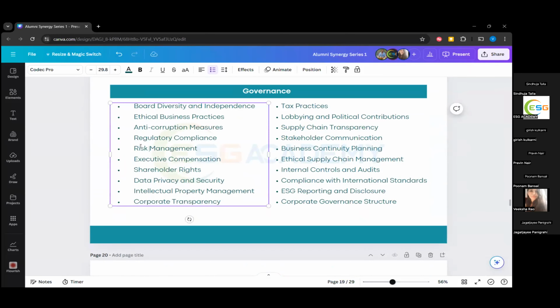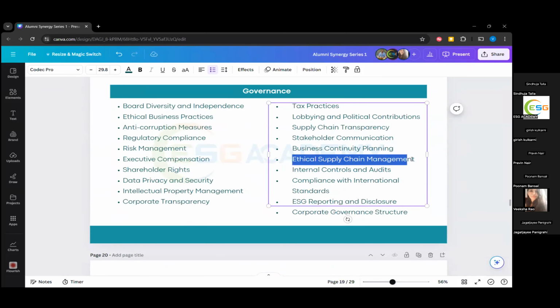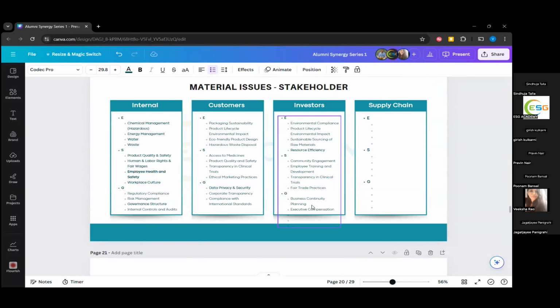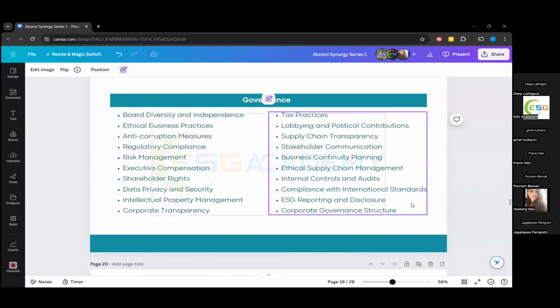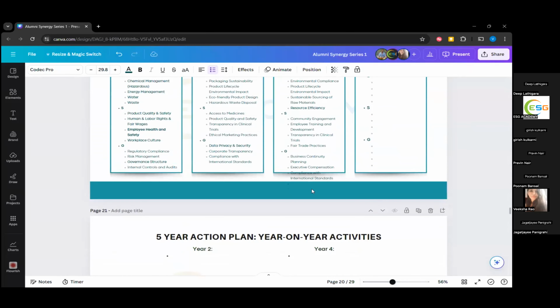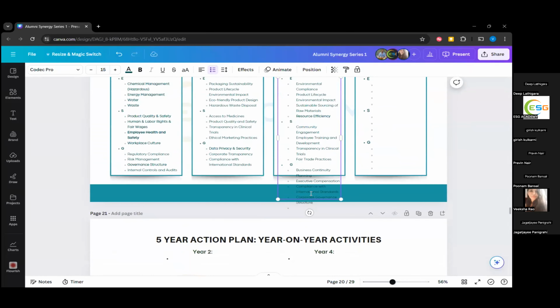What were the other things? Ethical. You take any four. That's fine. Because I think supply chain management. No, not this time. Compliance with international standards. Corporate governance structure. So what is that? The last one, what is the future? The structure, that is not very important. Done. Okay, last one. Done.